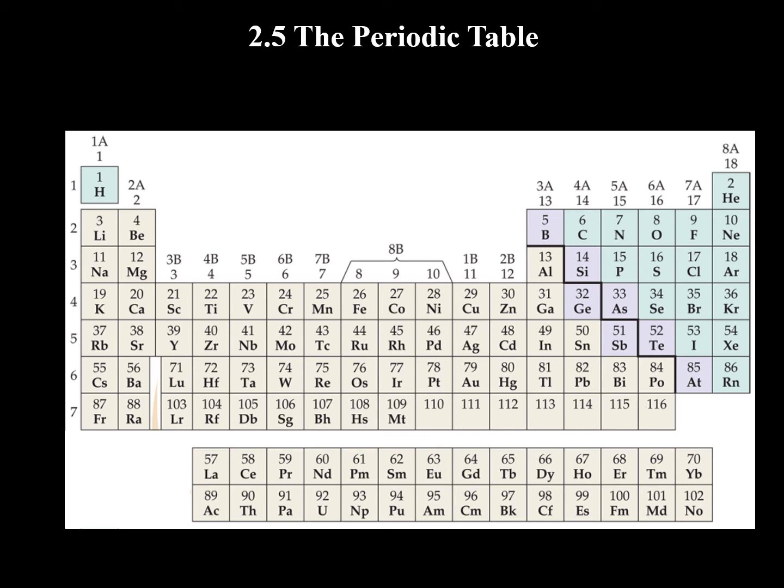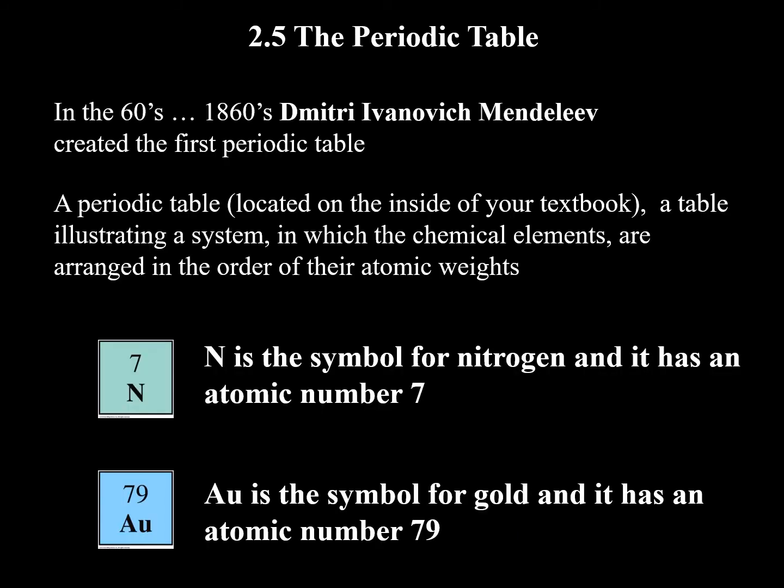This is a periodic table, which we'll talk about in great detail. As I said, the number here, 7 for nitrogen, N is the symbol for nitrogen. It has an atomic number of 7, meaning it has 7 protons. If we had 8 protons, it would no longer be called nitrogen. It would be oxygen. The next one is gold, again 79 protons. The atomic number is 79.